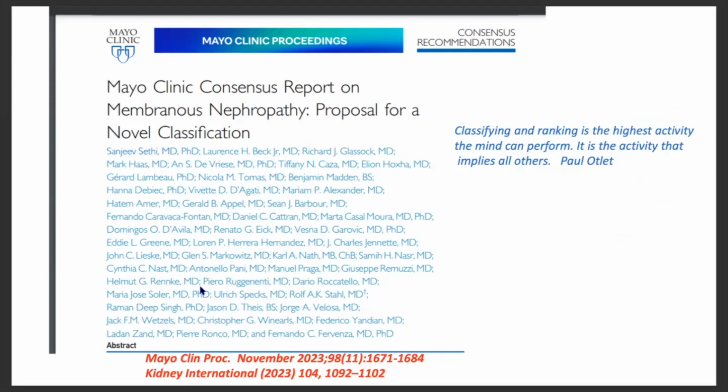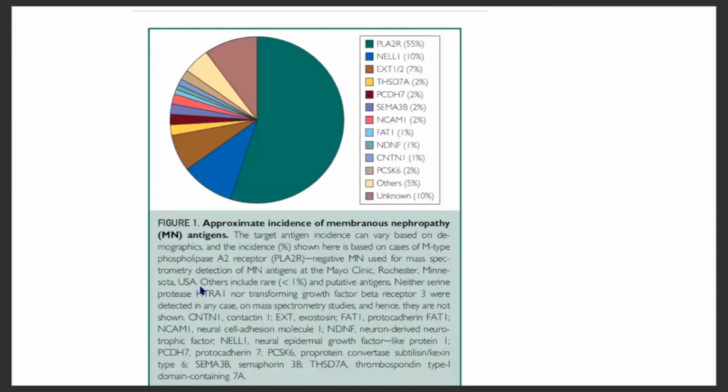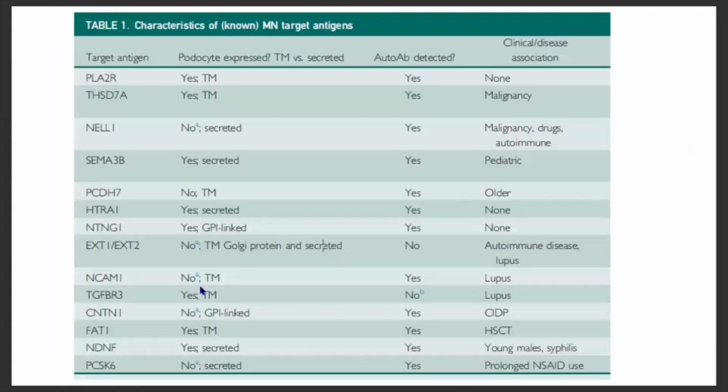It was a multi-institutional study, a consensus report on membranous nephropathy, and they have a novel classification. It is unique in the sense that it does not classify as stages or something else. It is more of a diagnostic guide, a classification as a diagnostic guide. This is from that particular paper. You can see PLA2R is 55%. And NELL1 is around 10%, which is even higher in our cohort. The rest of the other antigens are very, very uncommon. Nonetheless, you keep seeing them sporadically once in a while.